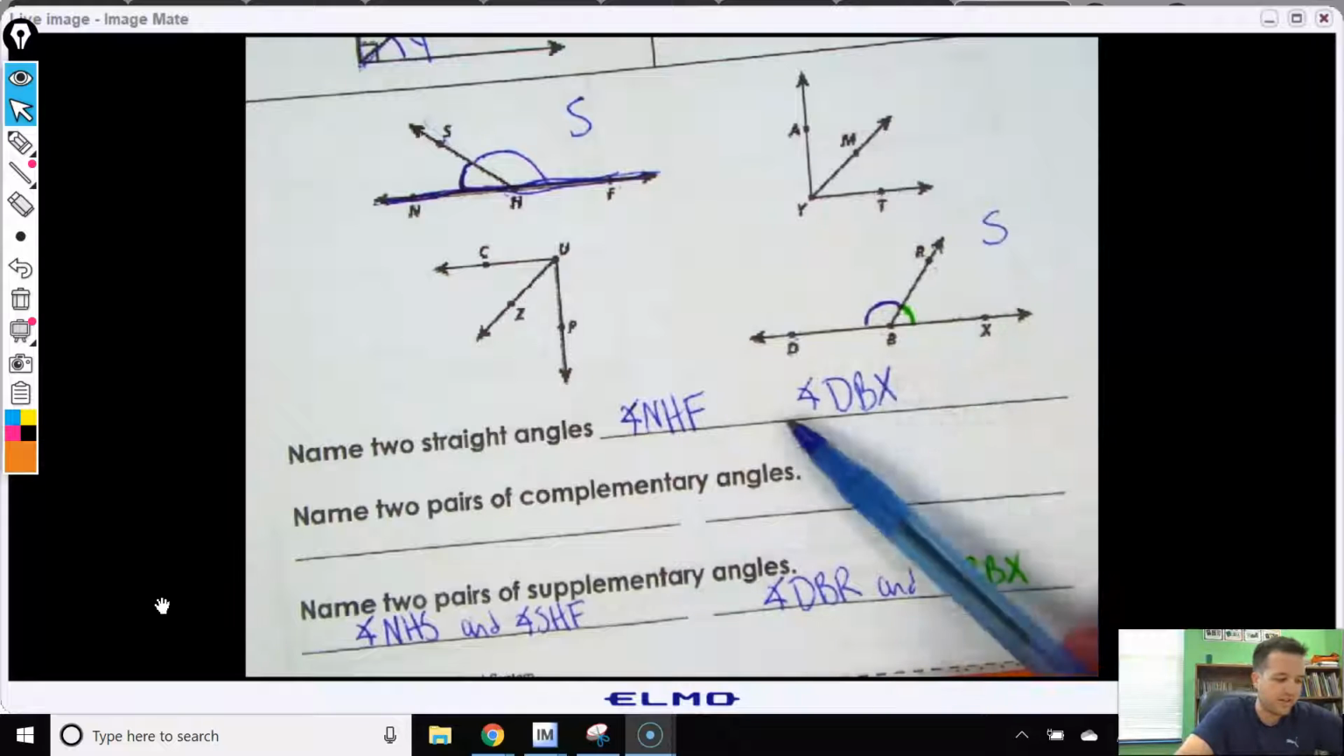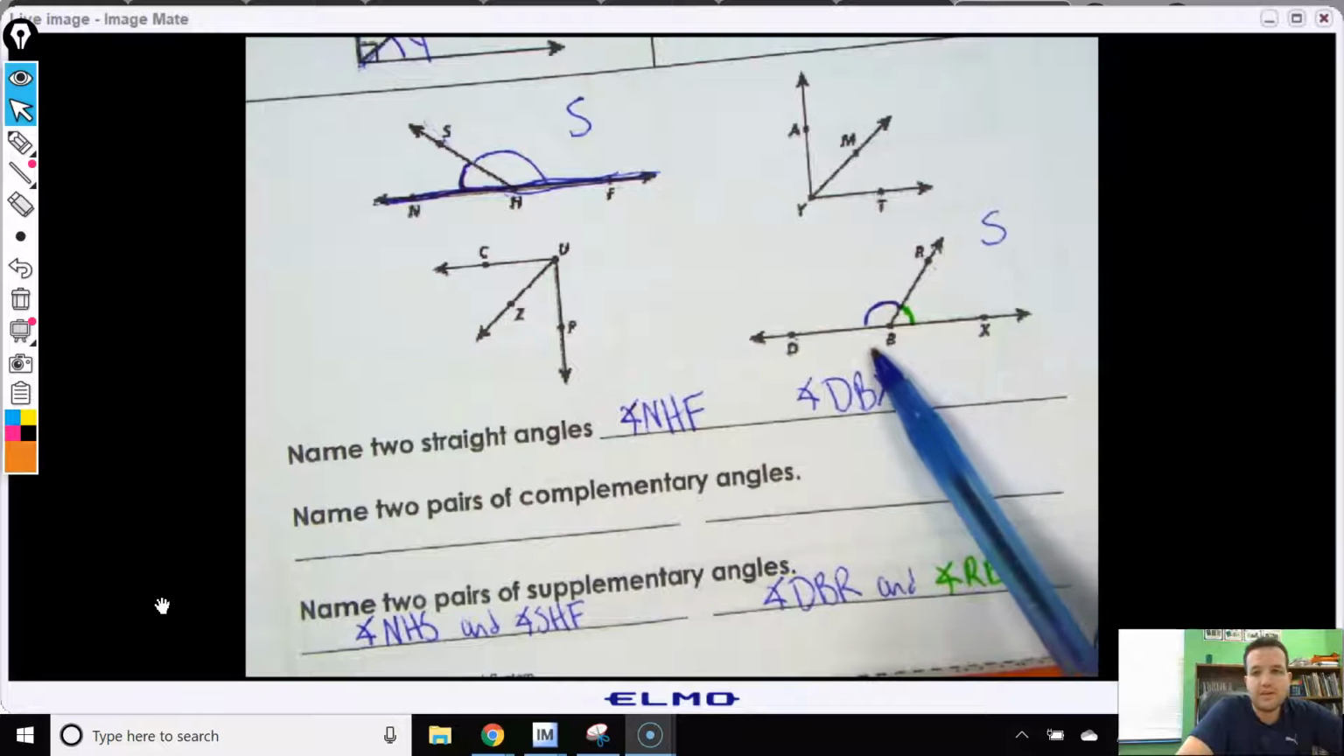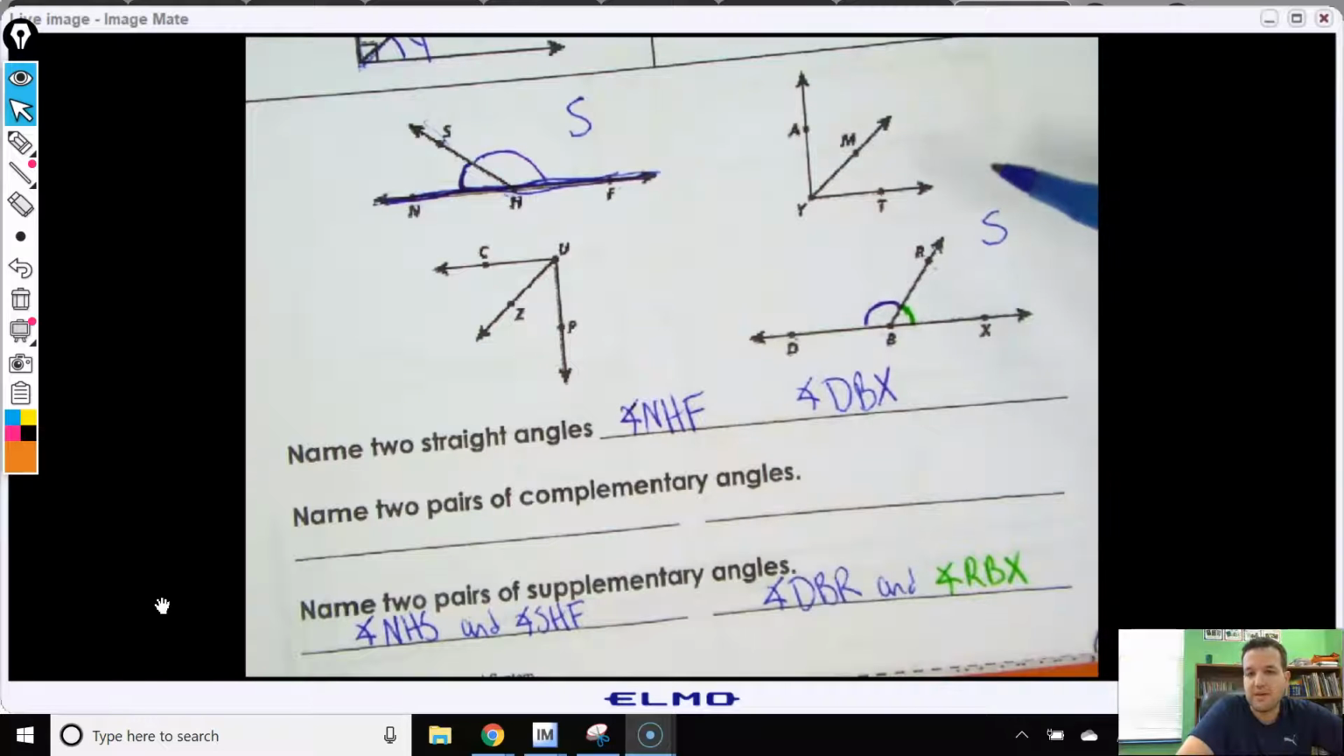You can't say like angle BDX. That's not how you connect the points, right? Like connect the dots in those books, you got to go like D to B to X, right? I would not use one letter to describe these angles at all, because if I say angle B, what am I talking about, right?